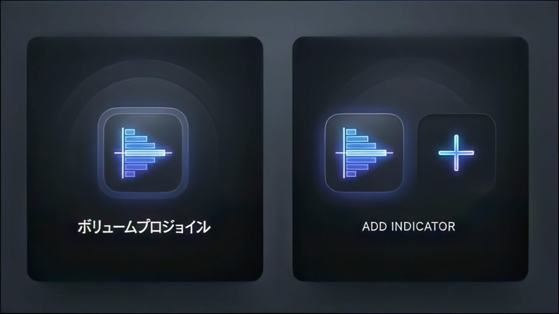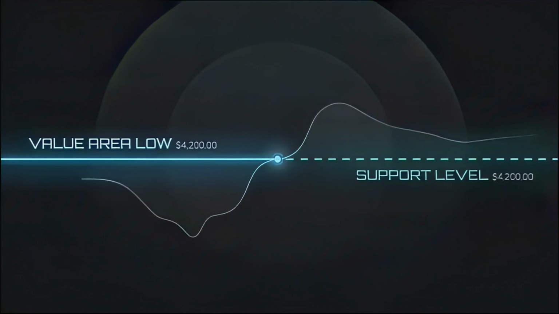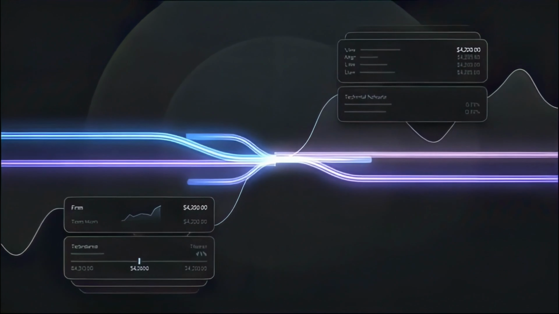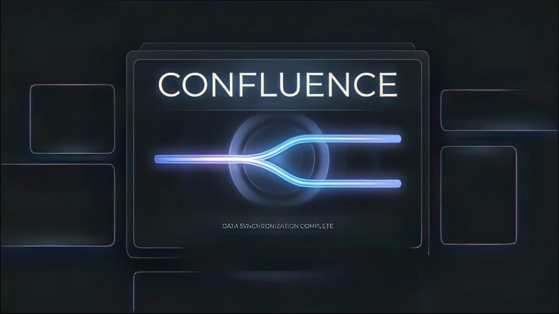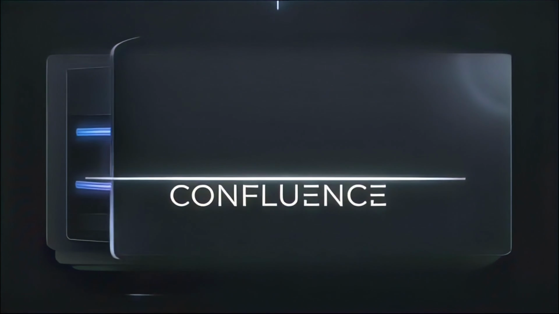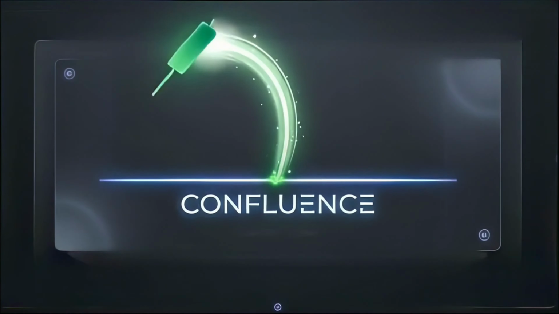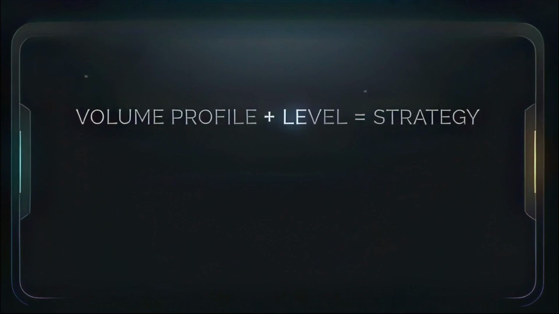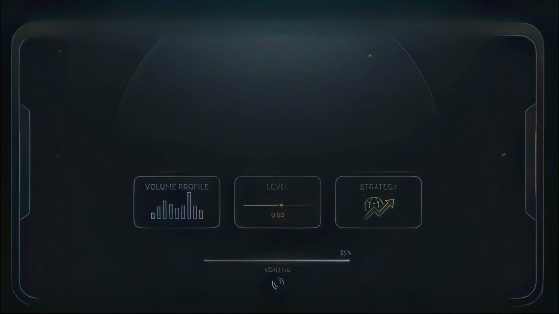And this tool gets even stronger the moment you stop using it alone. The volume profile tells you where, but you can stack it with what you already know. Line up a value area low with an old support level, or a demand zone you already drew. Now you've got two completely different methods pointing at the exact same price. That's confluence. And when your volume profile level lines up with clear support, and price gets there, and you get that bounce, that is about as high odds as retail trading gets. Volume profile, plus a level. That's the combination I'd build an entire strategy around.